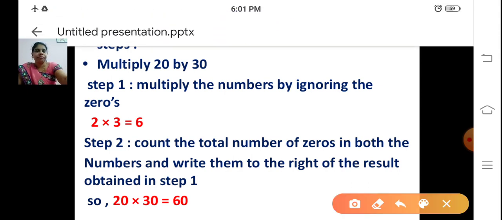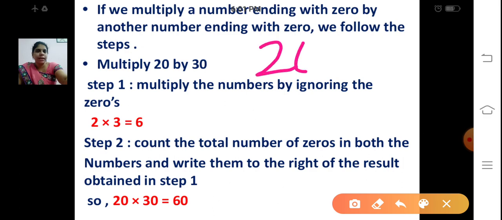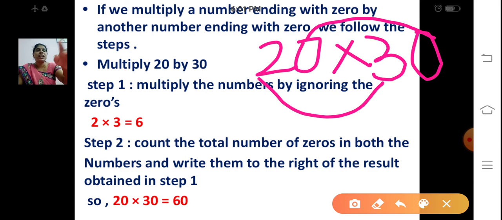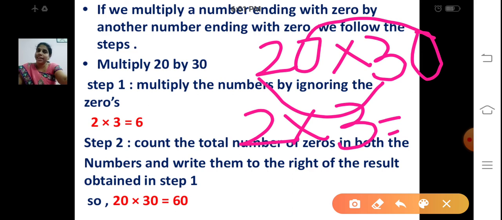So 20 into 30, we are going to multiply 20 into 30, right? What is the first step? First leave the zeros in these two. Multiply only the numbers, ignoring the zeros. So 2 into 3. 2 threes are 6. You know the value for 2 threes, right? So now write that 6 here.